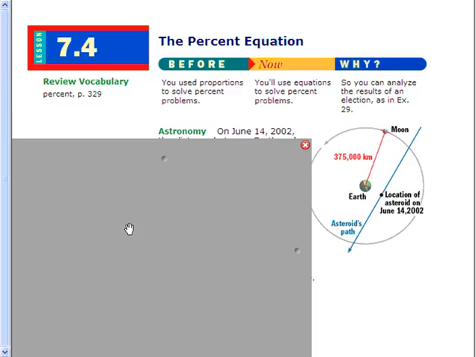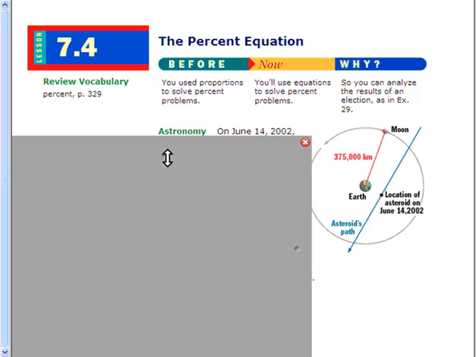All right, we continue our study of percent in lesson 7.4, which introduces us to the percent equation. We have used proportions to solve percent problems. We have used decimals and fractions to solve percent problems. Now we're going to use equations, so we're getting more into the algebra part of this. It starts out with an example discussing astronomy.